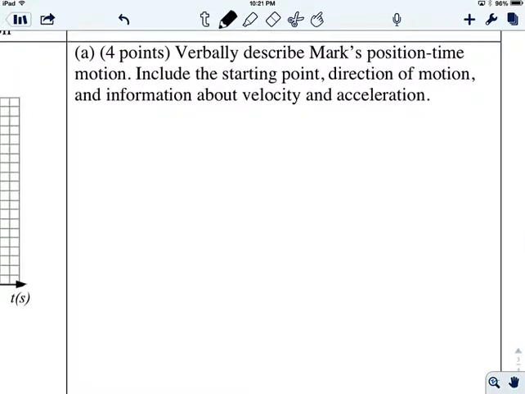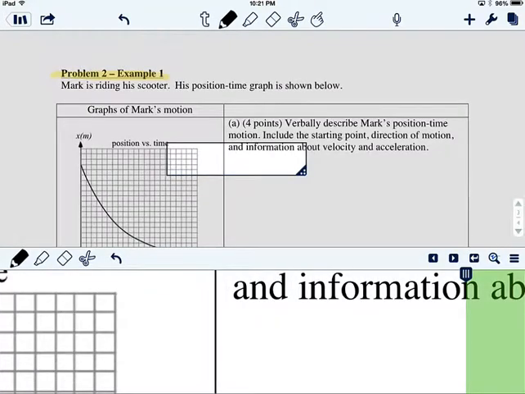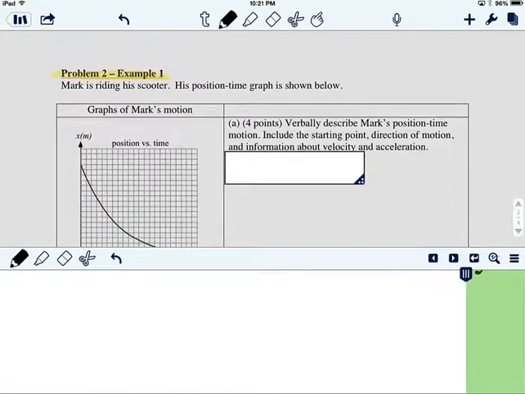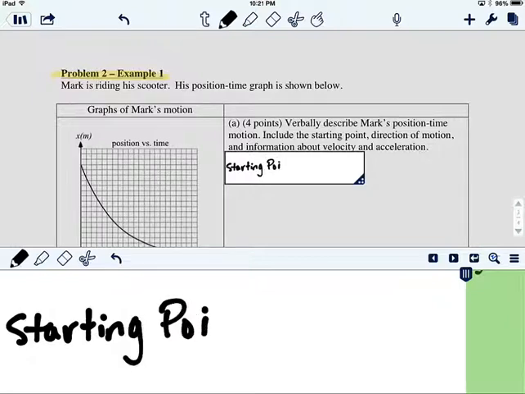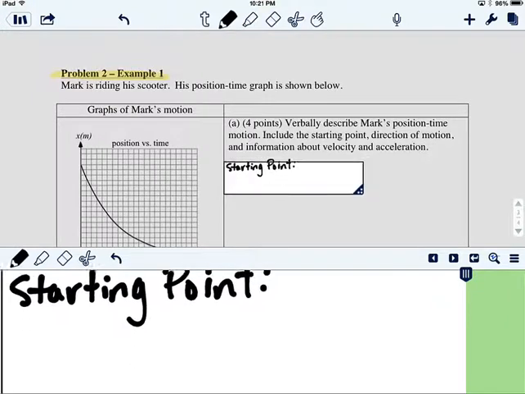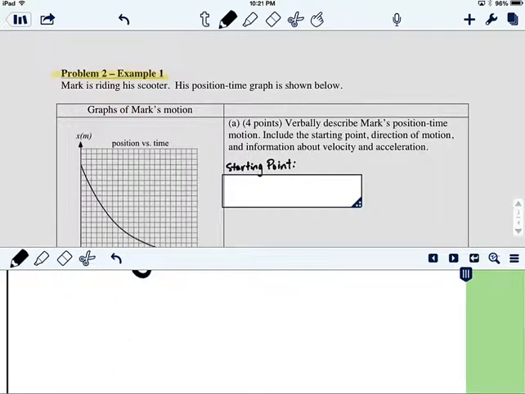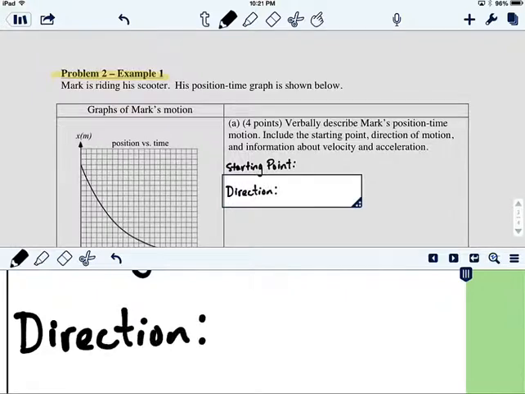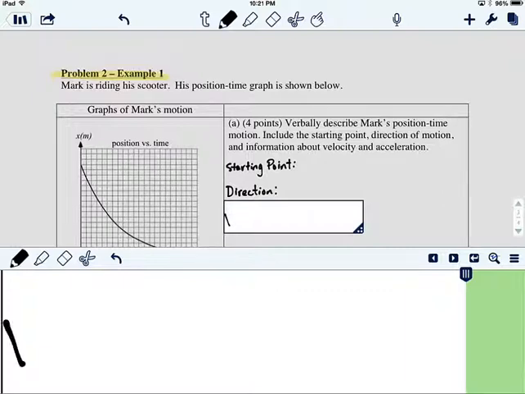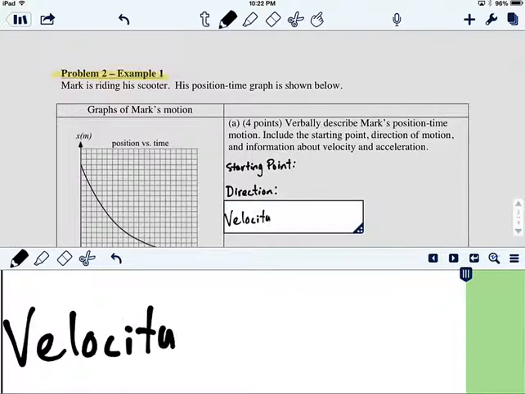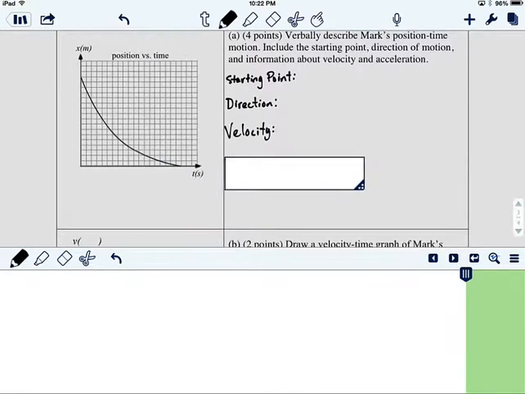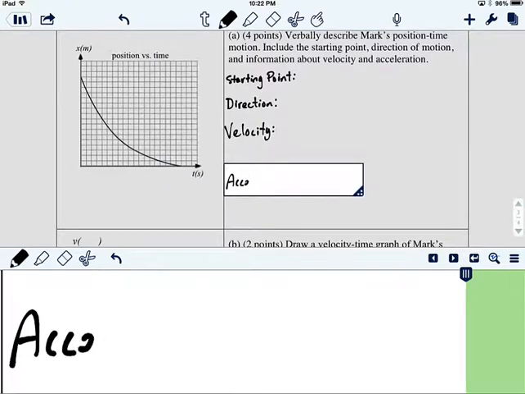So what I'm going to recommend you do is this. Since it asks for information about the starting point, I'm going to say starting point. It also wants information about direction. It also wants information about velocity. And finally, it wants information about acceleration.